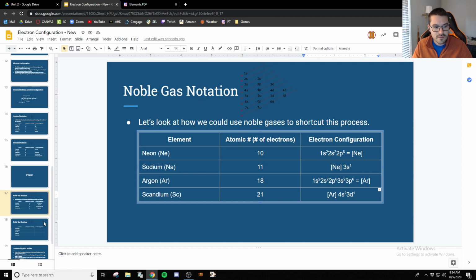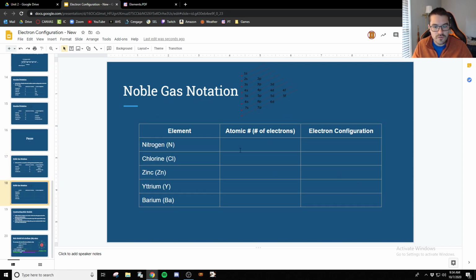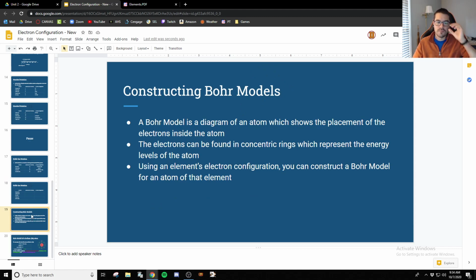All right, let's skip over this slide. We're going to do some of these in class together. Let's look at Bohr models, okay, because this is the other thing that I wanted to look at today in this video. So what is a Bohr model? A Bohr model is a diagram of an atom which shows the placement of the electrons inside the atom.